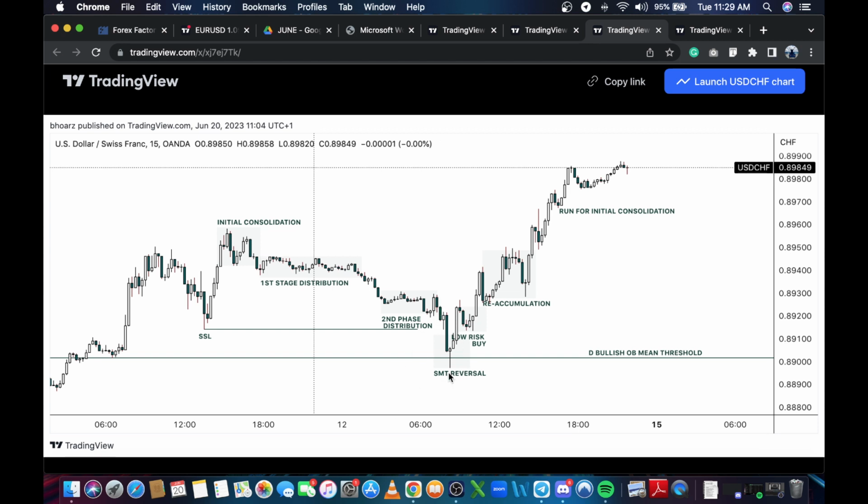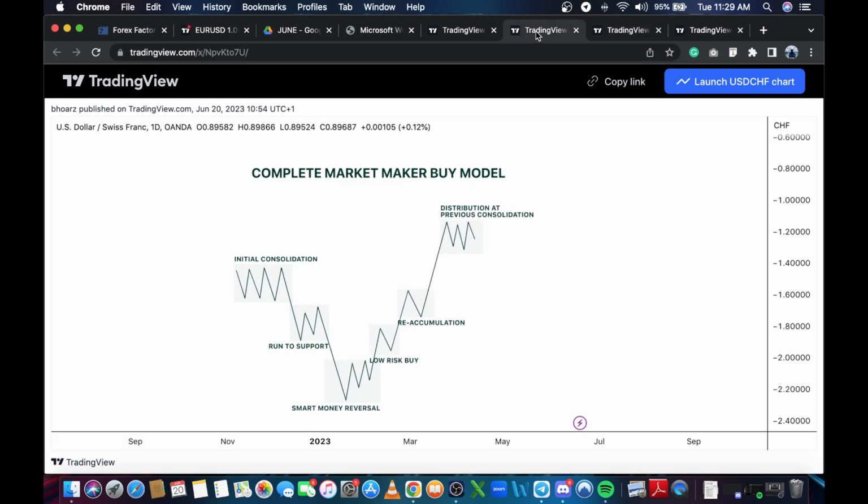You have run lower, which is the judas swing, or the false move lower, and that usually will happen during the first 2 hours of London session. And you can see how retail will be induced to want to go short below the short-term low here. Then the market displaces higher and returns back down into a fair value gap with the bullish order block, and that's your low risk buy. Going back into this model, that's low risk buy.